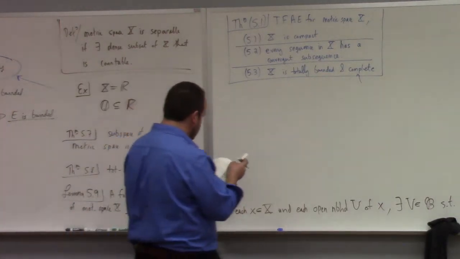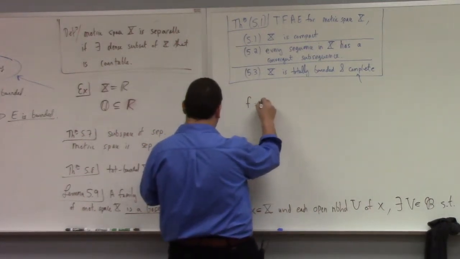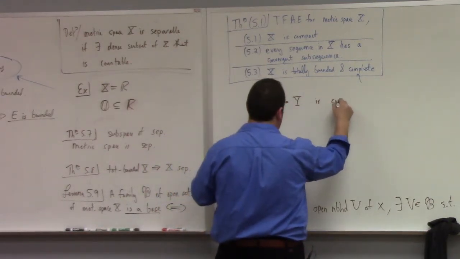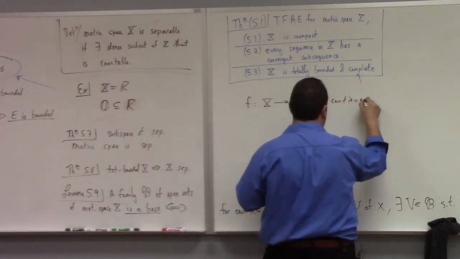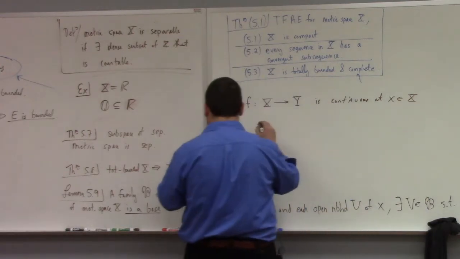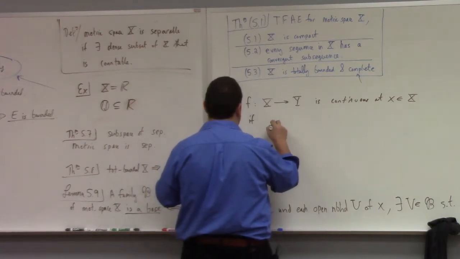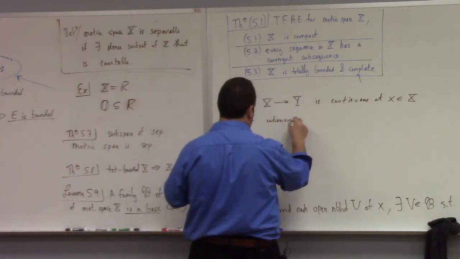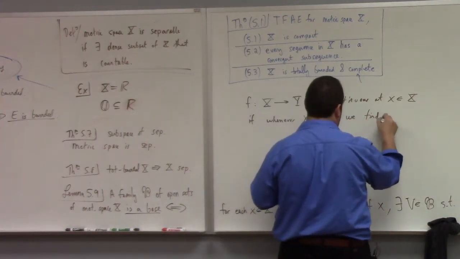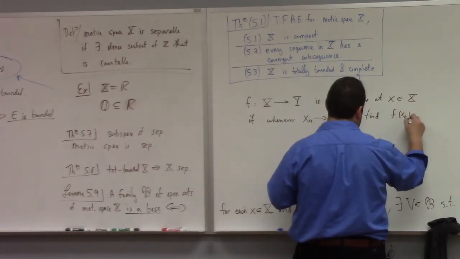So f from metric space X to metric space Y is continuous at x in X, right? If whenever x_n goes to x, we find f of x_n goes to f of x. So this is the sequential definition of continuity.